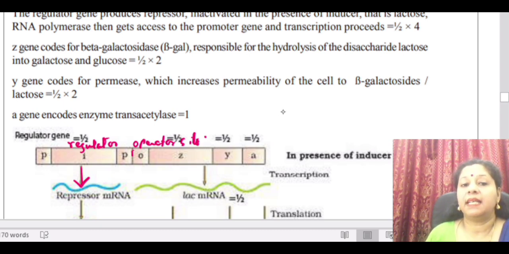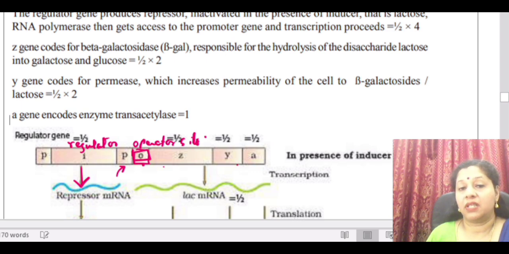RNA polymerase then gets access to the promoter site. So here there is no repressor protein binding. So this is open, and the RNA polymerase enzyme can continue its work because of the lack of repressor protein here. And the transcription can proceed.